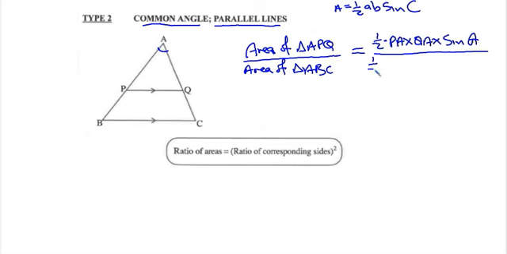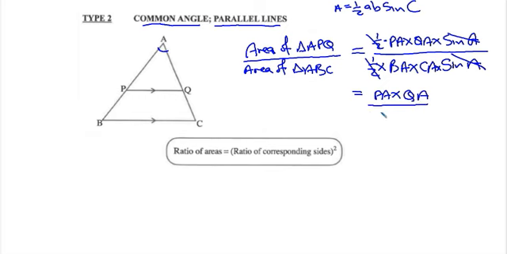So this is 1 over 2 times the first side BA multiplied by the second side CA, and this is times sine A. Remember, they are sharing the same angle there. So we have sine A and sine A, they cancel, half and half. So we are left with PA multiplied by QA all over BA multiplied by CA, right?